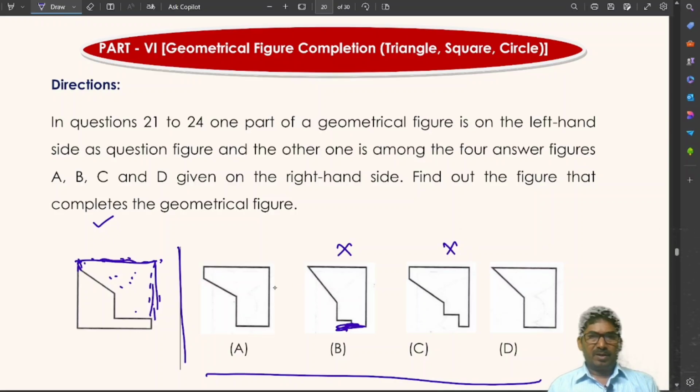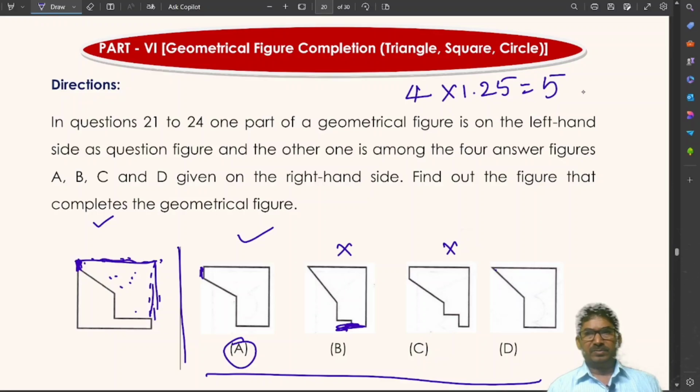Maybe A or D, but we have to choose one and only figure which fits in this part. So that is the correct option. Which is correct? A is the correct option. See here, this much is here, but this one does not have this. So that's why this is the correct option, absolutely correct. In this they will give 4 questions, each question carries 1.25 marks, so totally 5 marks from this part.